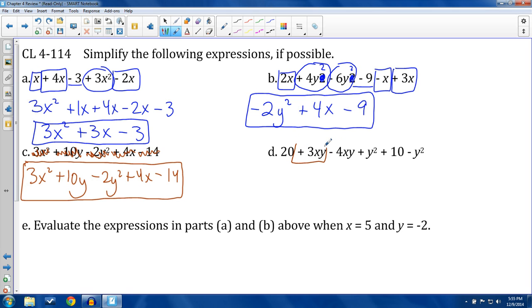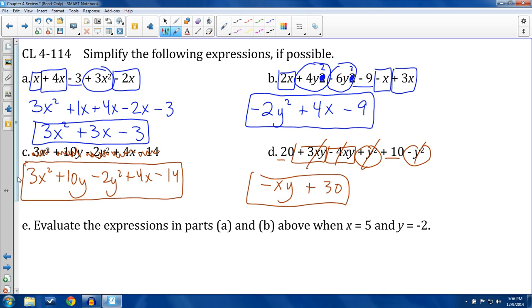But the xy's combine with each other, the y squareds combine with each other, and the constants combine with each other. Y squared minus y squared is actually 0. Those cancel out. Those are gone. They cancel each other out. 3xy minus 4xy. 3 minus 4 is negative 1, so that's negative 1xy, or you could just write negative xy. Let's cross those out. 20 plus 10 is 30. So this is negative xy plus 30, or 30 minus xy.